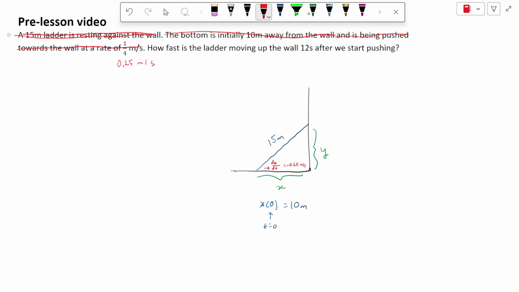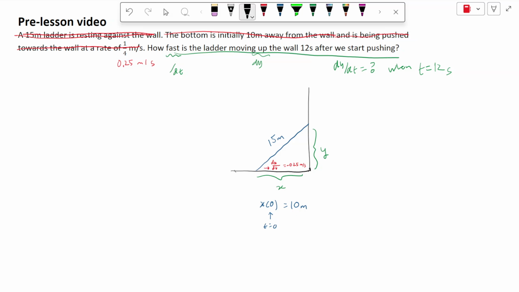How fast is the ladder moving up? So how fast, that'll be something over dt. And is it moving up? So that'll be dy. So essentially what this whole question is asking is dy over dt equals something when t is 12 seconds. Time is 12 seconds. And that's what we've got to find.